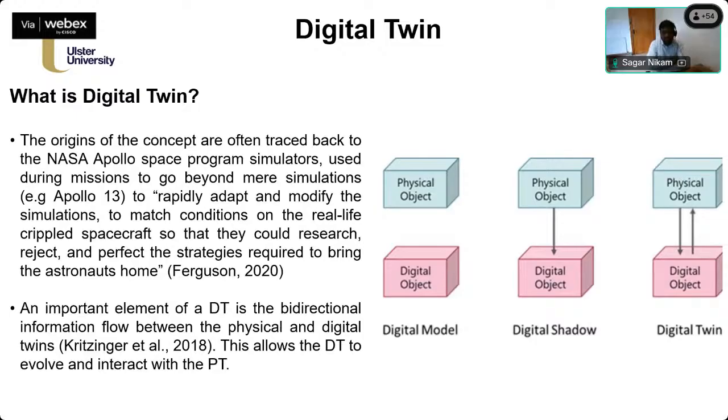Then comes the digital shadow. A digital shadow is also called a partial digital twin. A digital shadow helps you share information in one way. For example, a physical object can share its real-time monitoring data with the digital object. So there is a digital model, and it can share its physical presence.